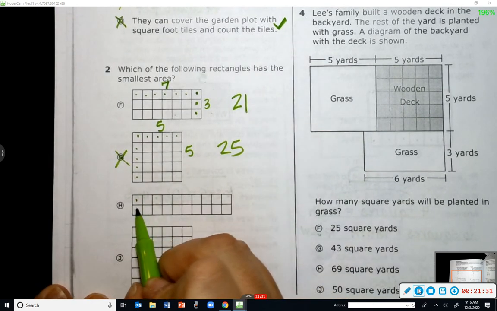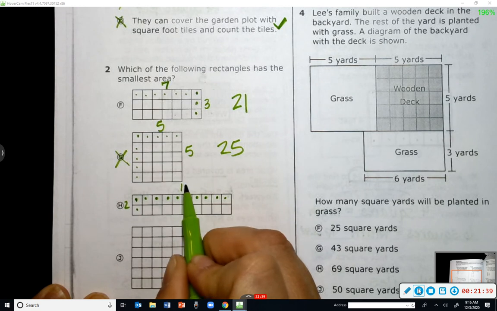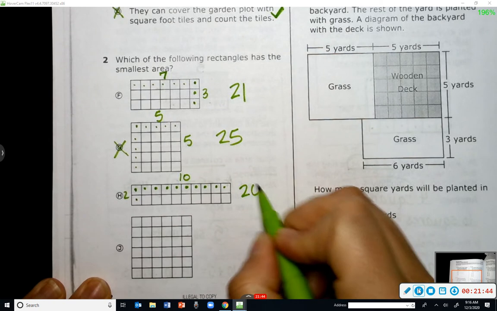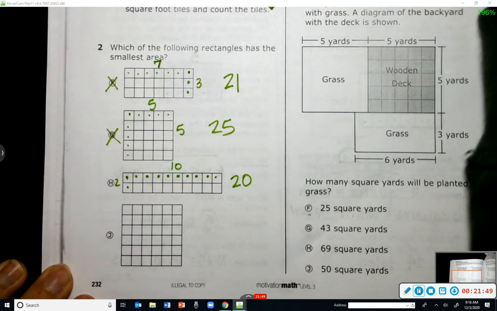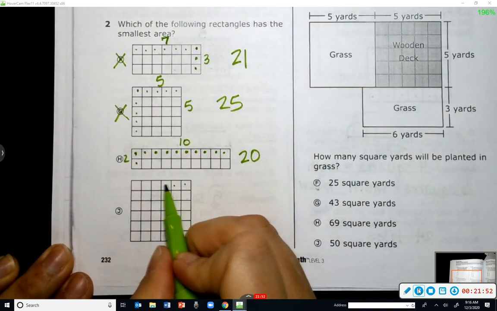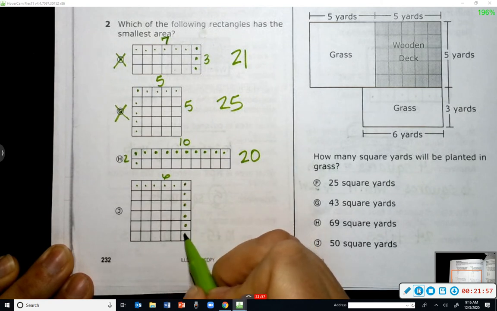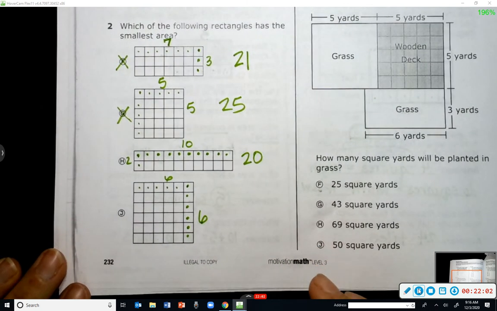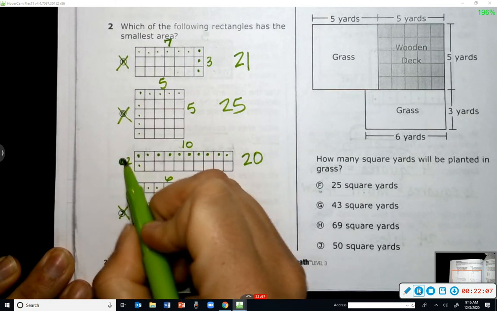H. 1, 2. And then 1, 2, 3, 4, 5, 6, 7, 8, 9, 10. 2 times 10 is 20. Good. Okay, so now I know it can't be F. J looks pretty big. 1, 2, 3, 4, 5, 6. 6 times 6 is 36. Okay, so it can't be J. Your answer is H.